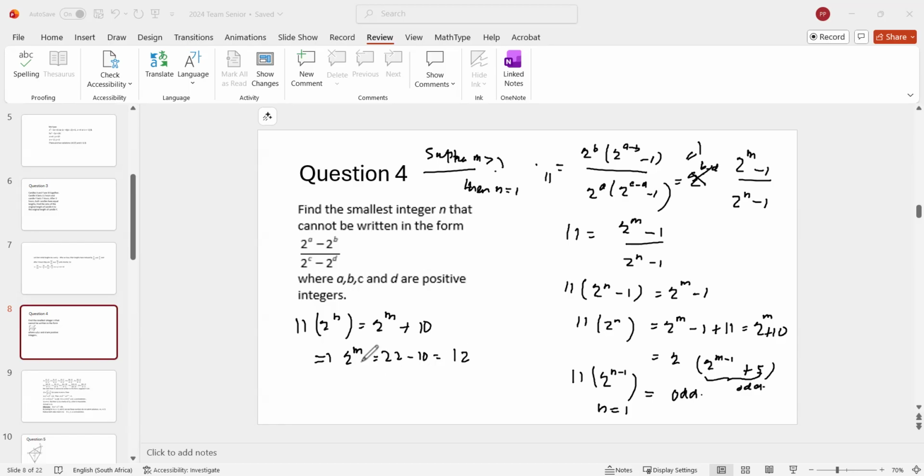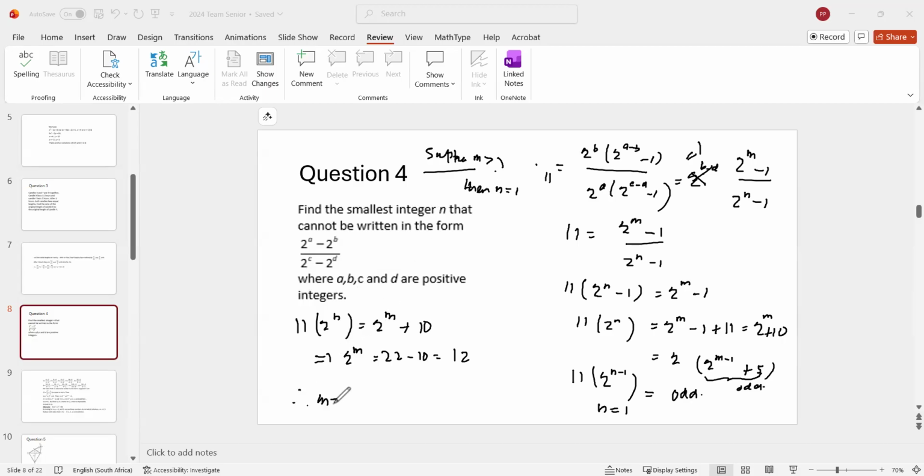Now, no power of 2 can be equal to 12. So this is impossible. So m is not greater than 1. Right? Because if m is greater than 1, then that implies that n is equal to 1, and you come to an impossibility. So this assumption is false. M can't be greater than 1, which means that m is equal to 1.